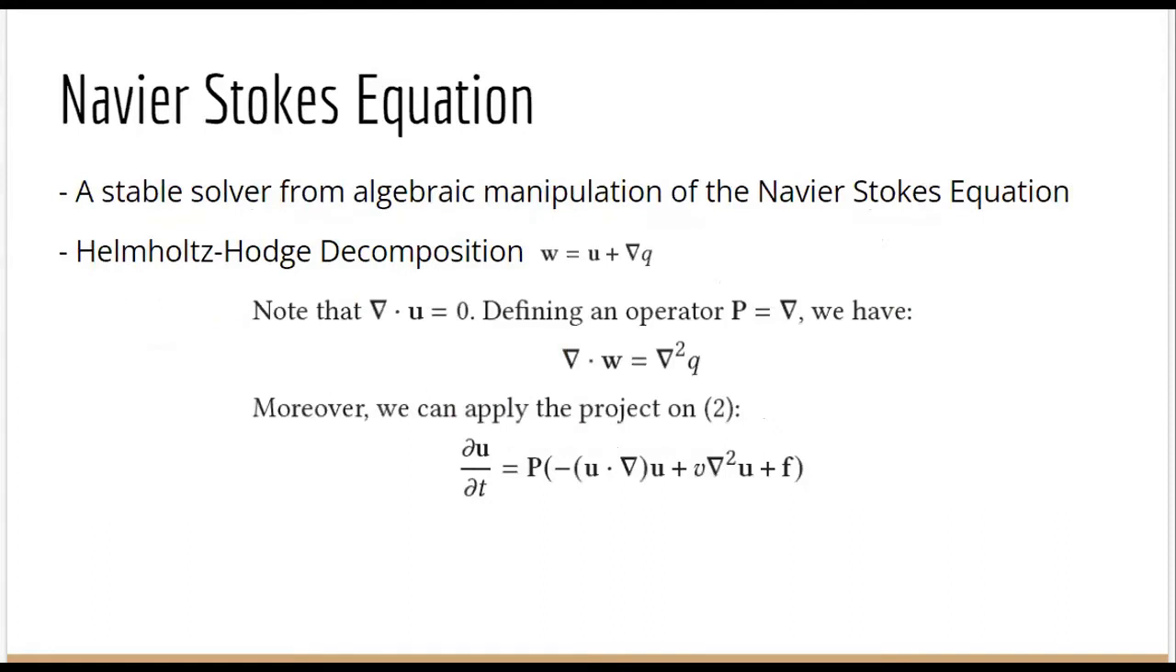Next, let's move on to the specifics of the Navier-Stokes equation. Jos Stam proposed a stable solver by manipulating the Navier-Stokes equation using the following decomposition. For an arbitrary field W, it can be decomposed into the following form: W equals U plus grad Q. Note that since U is divergence free, we define the following projection operator and apply it onto the equation in the previous slide. This is the equation we are going to use to implement a stable fluid solver.